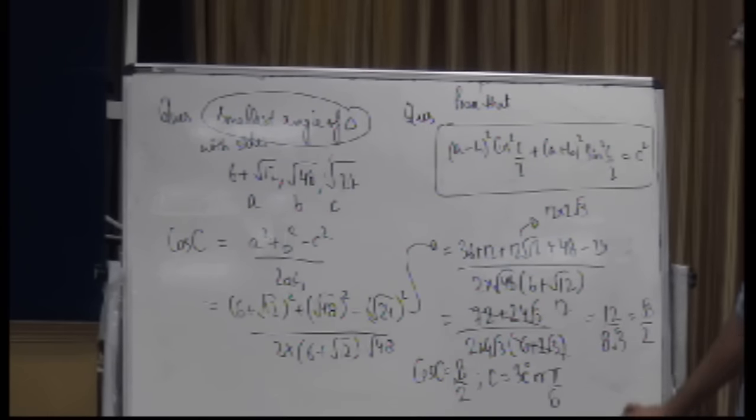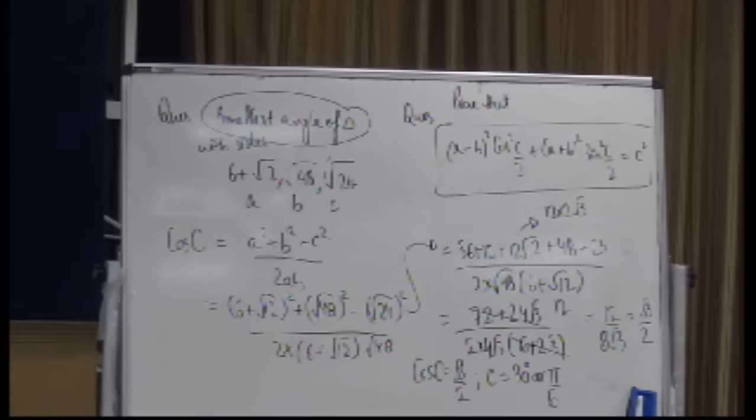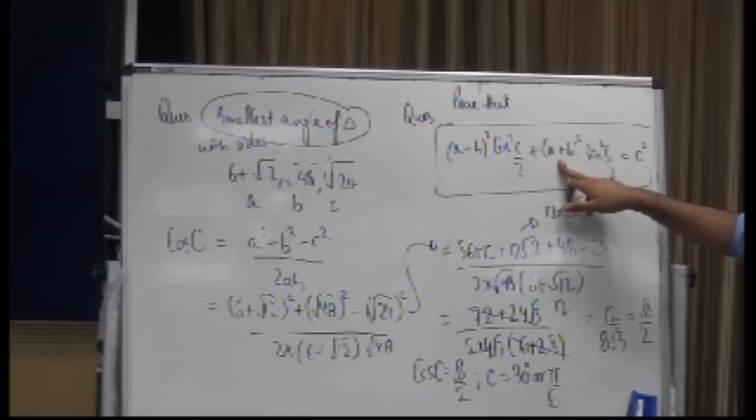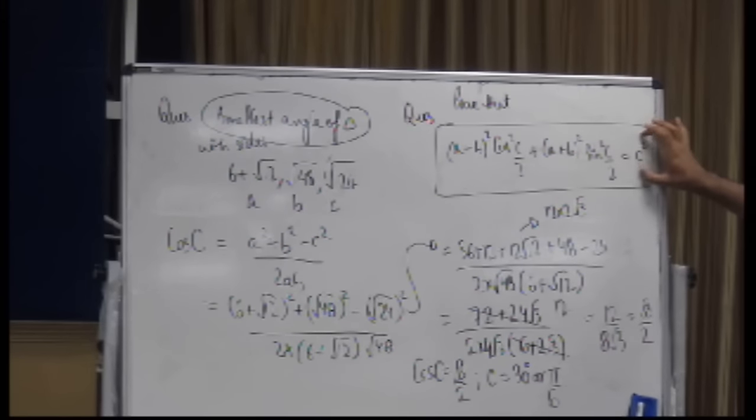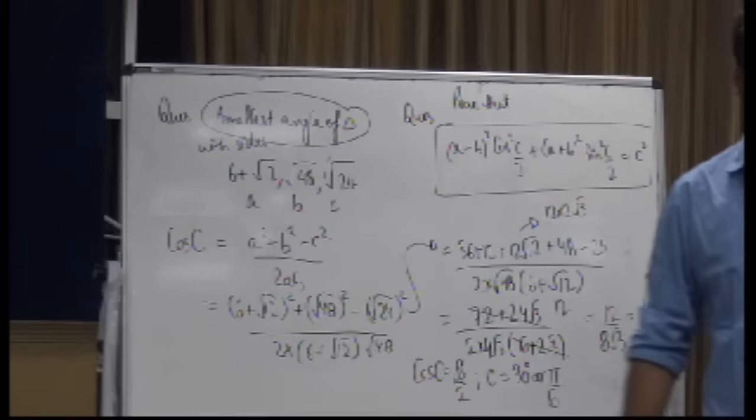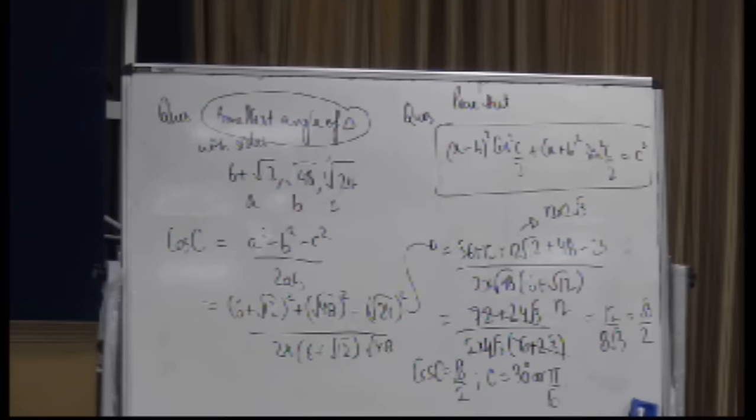Try the next one. This is cos square C by 2 plus sin square C by 2, A minus B whole square, A plus B whole square. You have to prove that this is equal to C square. Any luck? Anybody done this?